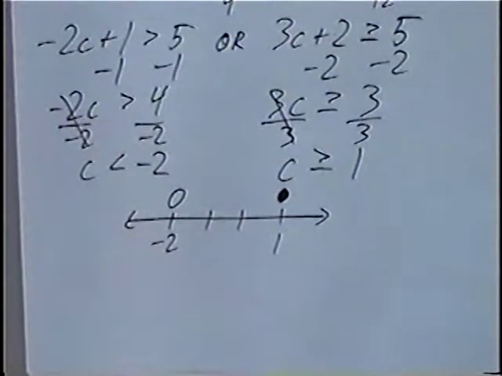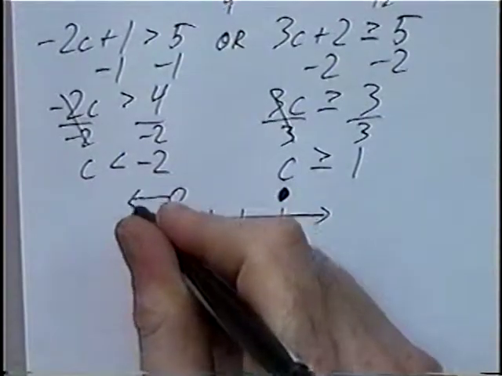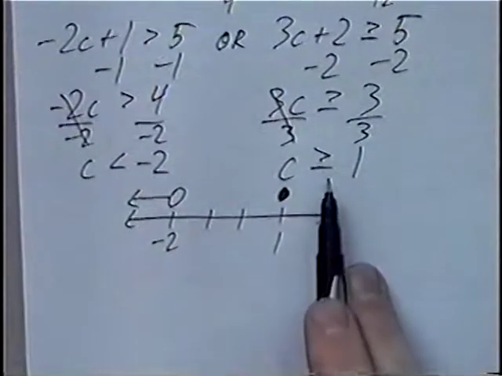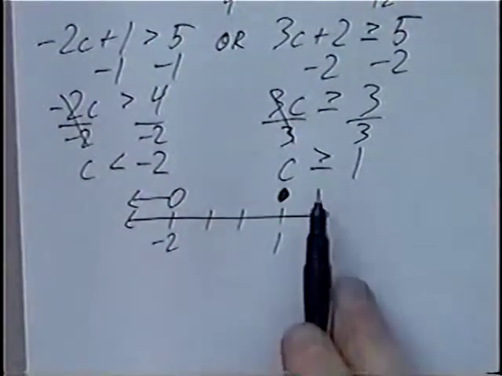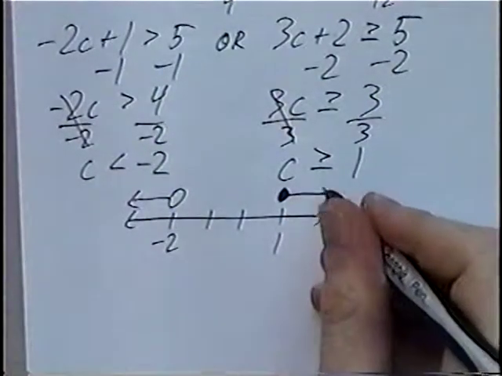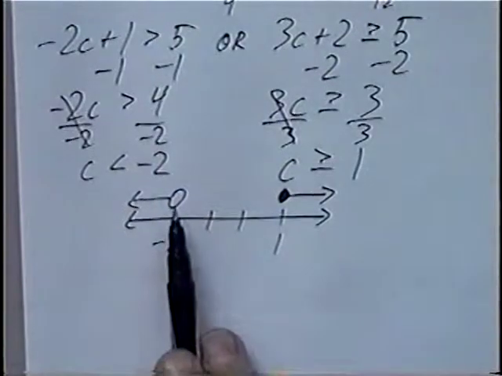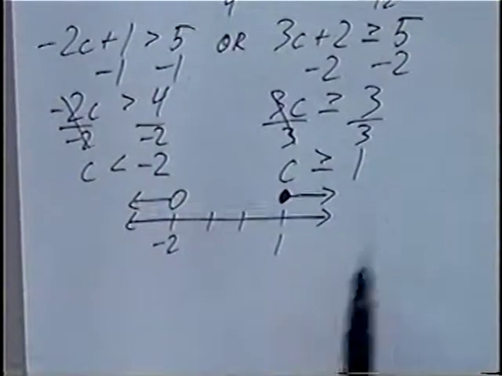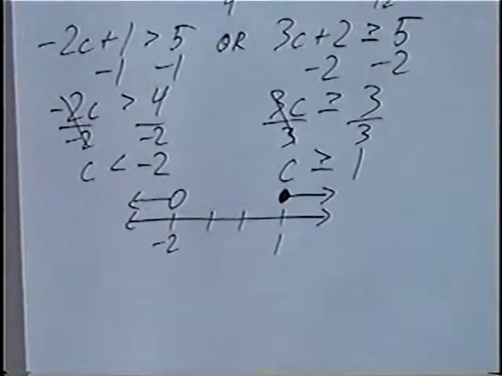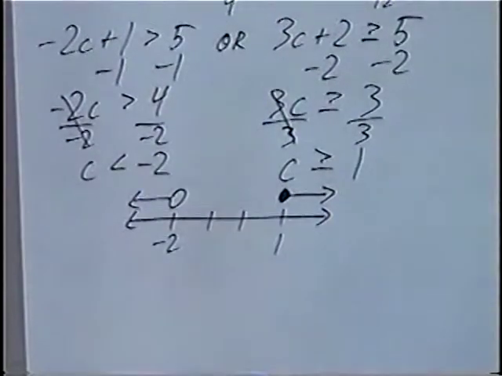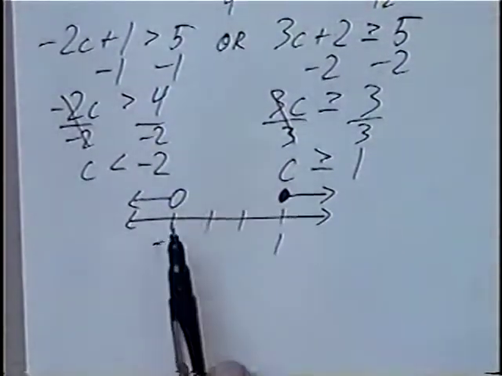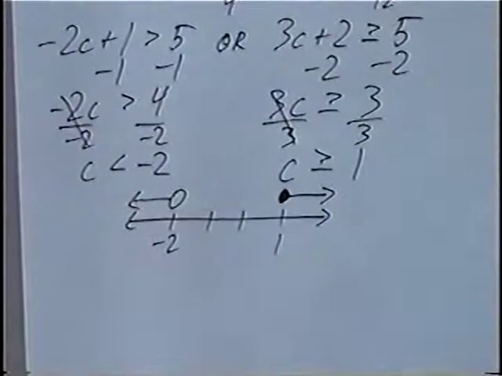C is less than negative 2. Less than would go to the left. And C is greater than or equal to positive 1. Greater than would go to the right. On this one we have 2 points. One goes to the left and one goes to the right. Most of the time when you have the word or in the original equation, or usually means that they point opposite directions.